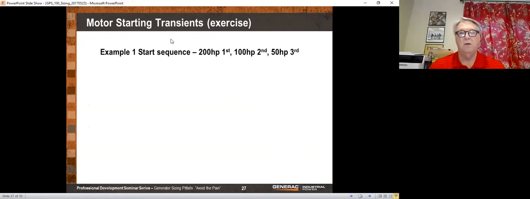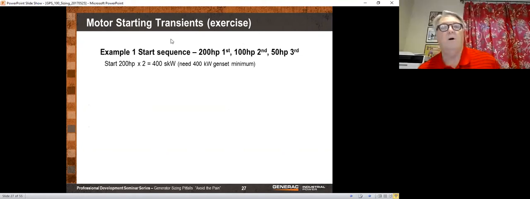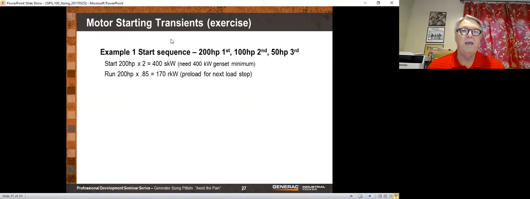We're going to start the 200 horsepower first. 200 horsepower times 2 kilowatts per horsepower is 400 kilowatts. So we're going to need at least a 400 kilowatt generator just to start that one motor. Now, once that motor's up to speed, then it only takes 0.85 times 200 horsepower, 170 kilowatts. So I mentioned earlier in this presentation that a lot of people buy a generator plenty big enough to run their motor, but not large enough to start their motor. And you can see why that is by simply looking at the 400 kilowatts necessary to start the motor, but 170 kilowatts is okay to run the motor.